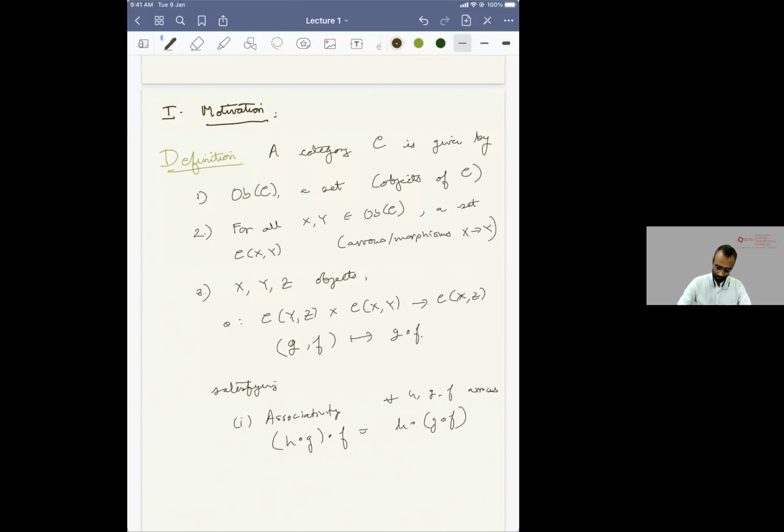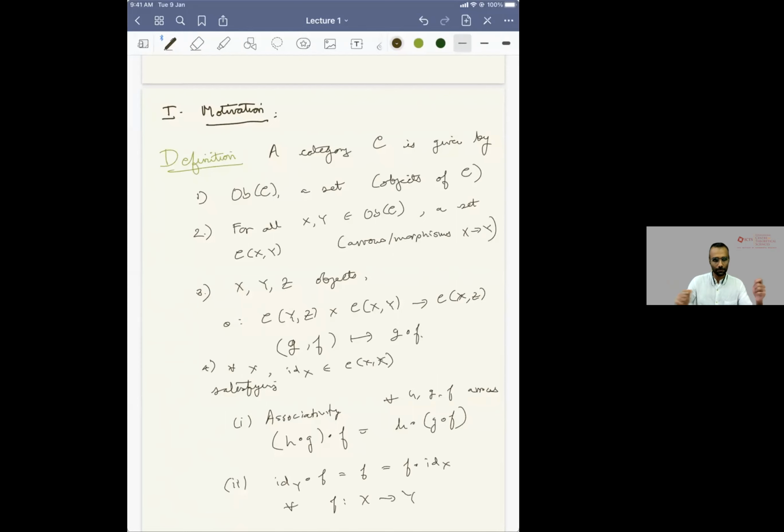And oops, I left out a piece of data here. For all X, you should have an object, an element, identity X in C(X,X). And you want that identity of Y composed with F is equal to F, which is equal to F composed with identity of X, for all F arrow from X to Y. Okay, so that's the formal definition.